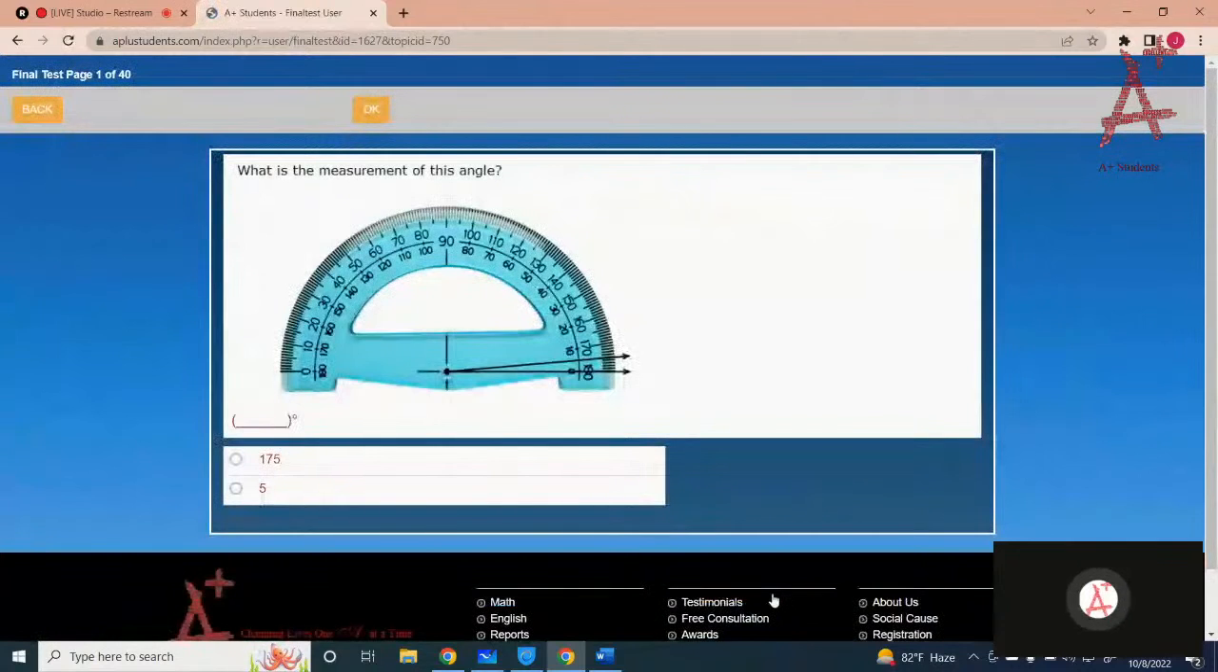Okay, what is the measurement of the angle? So the angle is above 90 degrees. It crossed 90 degrees. That means it is more than 90 degrees. So here you have 170, 175. One of the rays is on 0 and the other one would be 175. Got it? Because it crossed 90 degrees, it is greater than 90 degrees. So it would be 175, not 5.